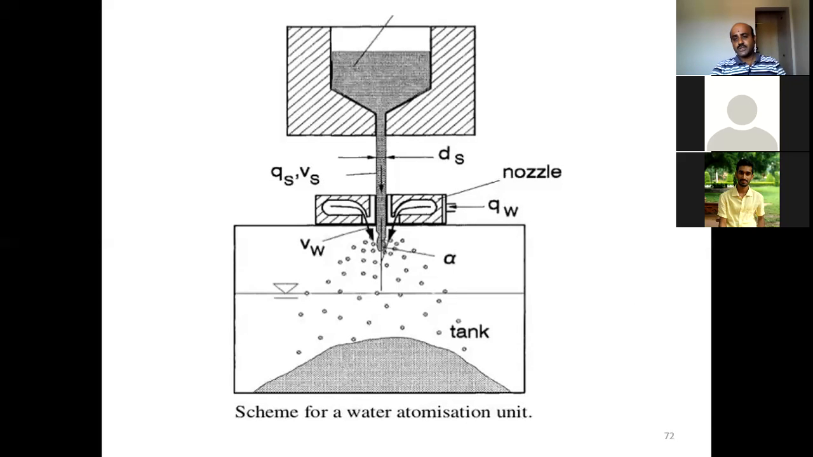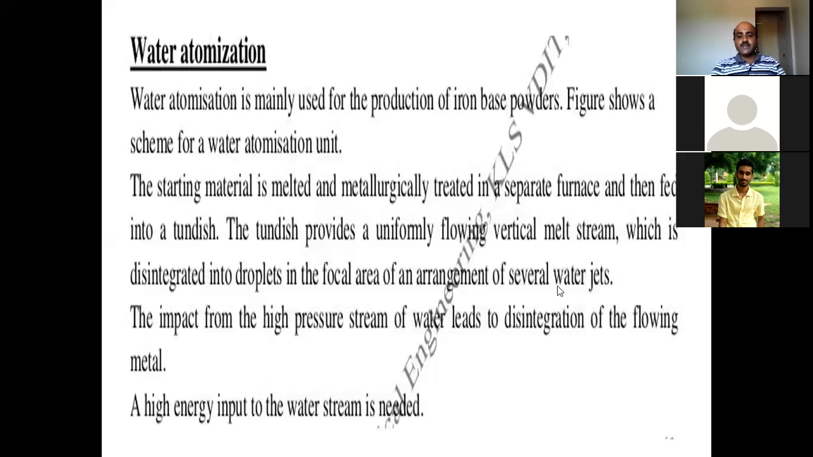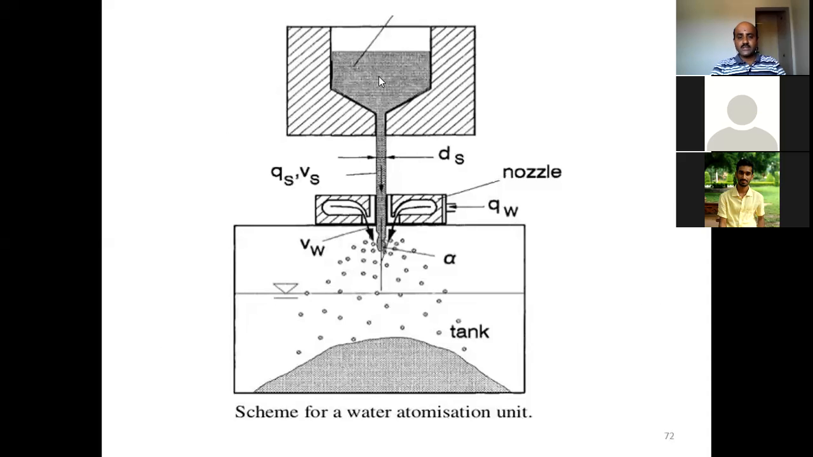In the previous gas atomization, we had inert gases. In this case, it is water. Water will be flowing through the nozzle, and the tundish provides the vertical flow of molten metal into the container. This is arranged in several water jets, disintegrating the stream into droplets. As the metal passes through and comes in contact with the high velocity jet of water through the nozzle, the high velocity jet disperses the molten metal into droplets. This is what we are showing here. You can see how the molten metal turns into droplets as it engages with a high velocity jet of water.